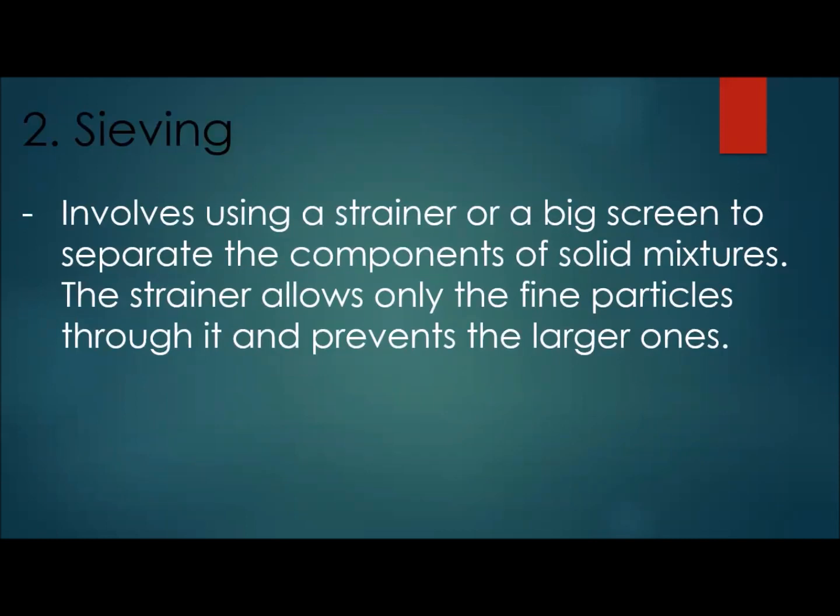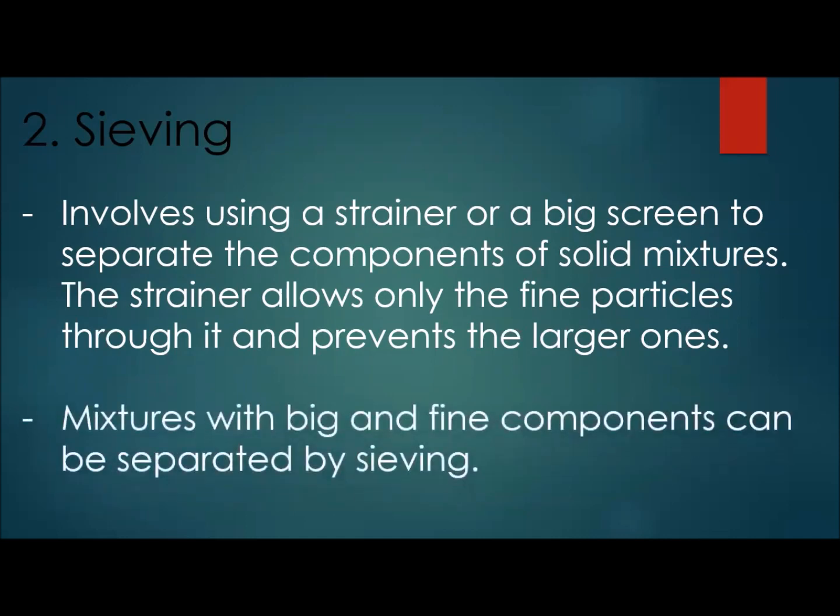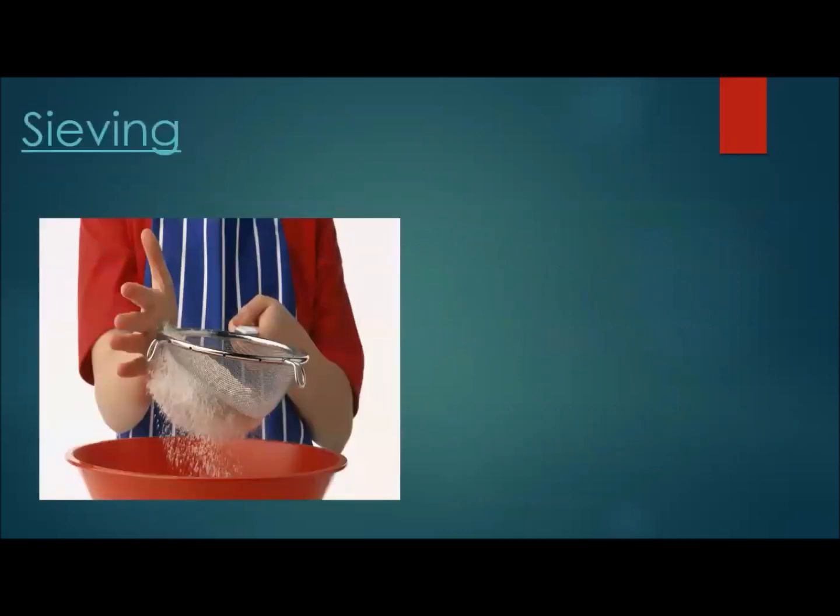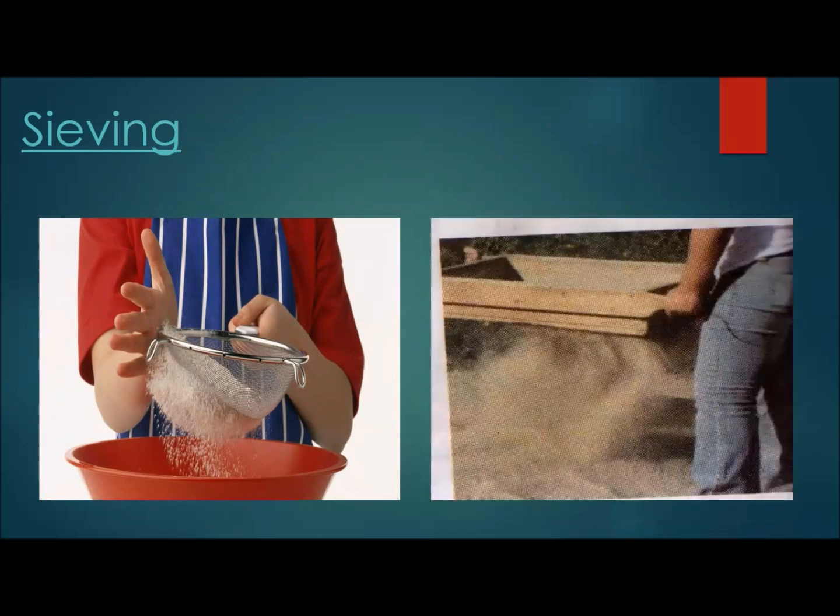The strainer allows only the fine particles through it and prevents the larger ones. Mixtures with big and fine components can be separated by sieving. So for example, if you want to separate the components of flour, you can use the method or the technique known as sieving. Some construction workers also use sieving in separating the components of sand.